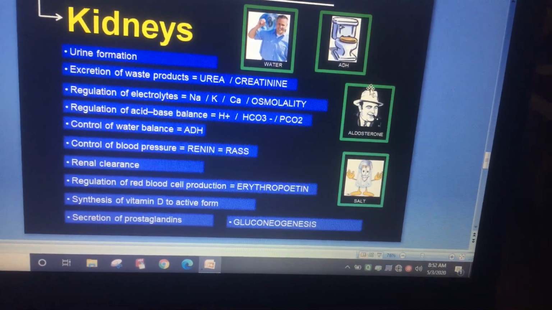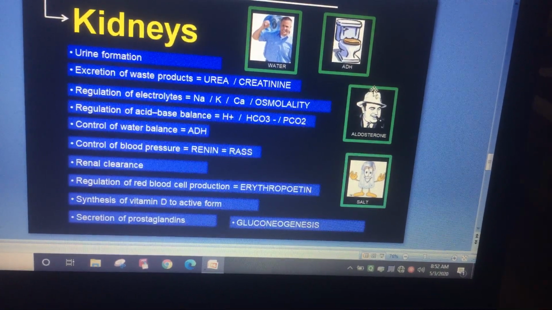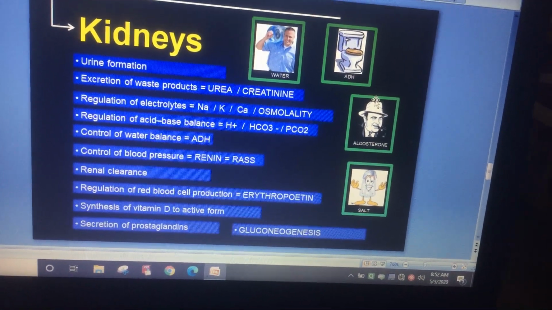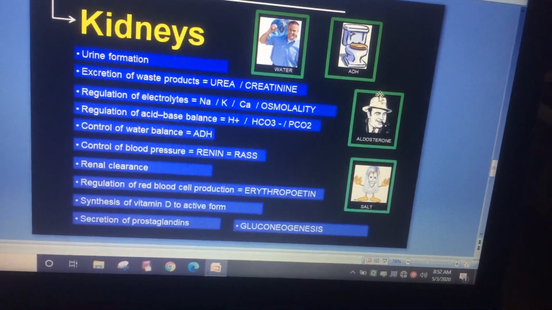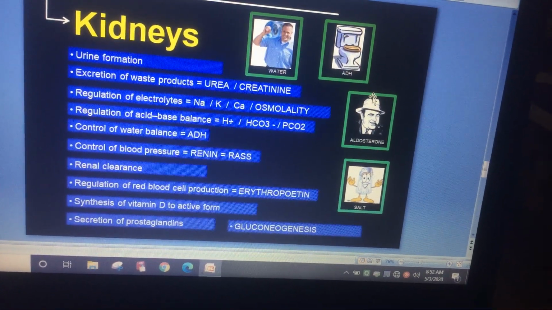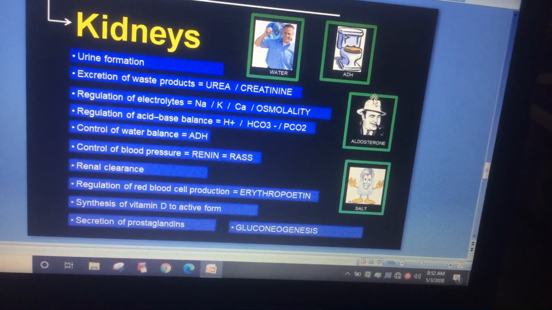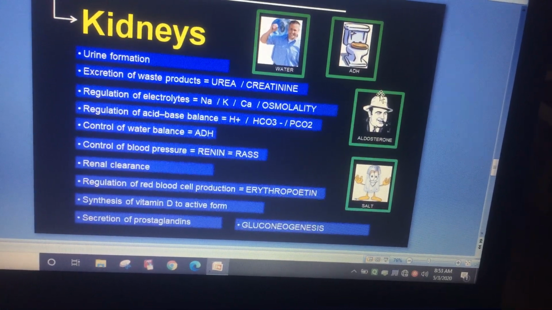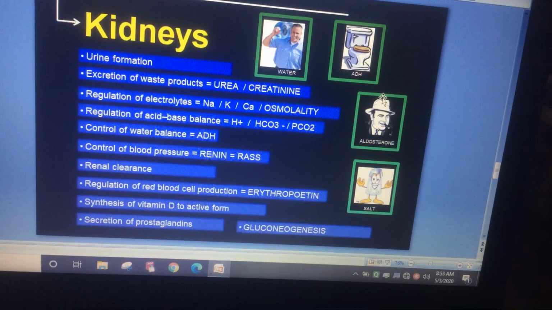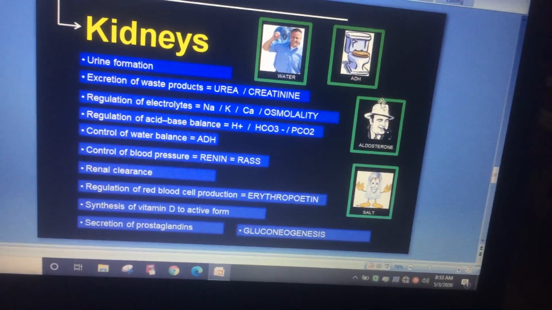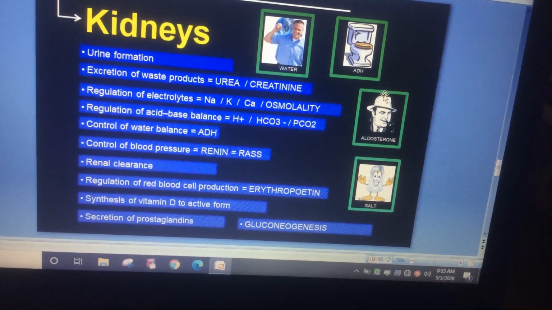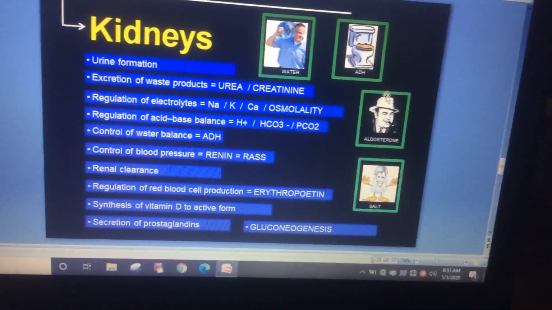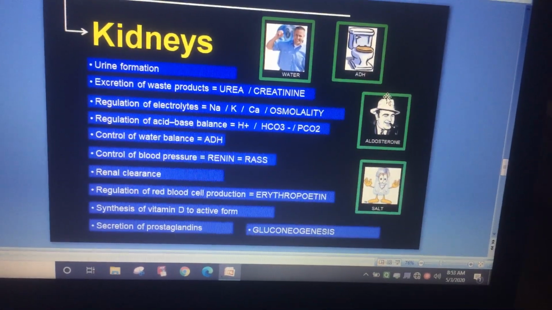It helps in controlling blood pressure by means of renin, what we call the RAS system, plus aldosterone, plus ADH, which also takes part in maintenance of blood pressure. There is something called renal clearance. It also produces erythropoietin, from the juxtaglomerular apparatus, which takes part in blood cell production: RBC, WBC, as well as platelets. It activates vitamin D into its active form, calcitriol, which will take part in calcium metabolism and bone formation. There is a secretion of prostaglandins, which will take part in vasoconstriction and maintain the GFR.